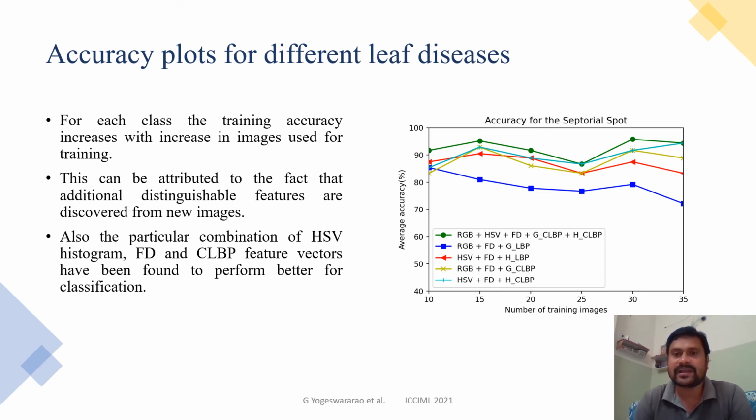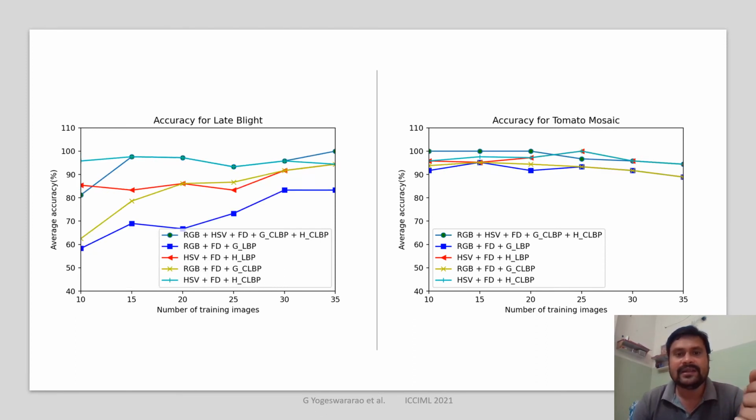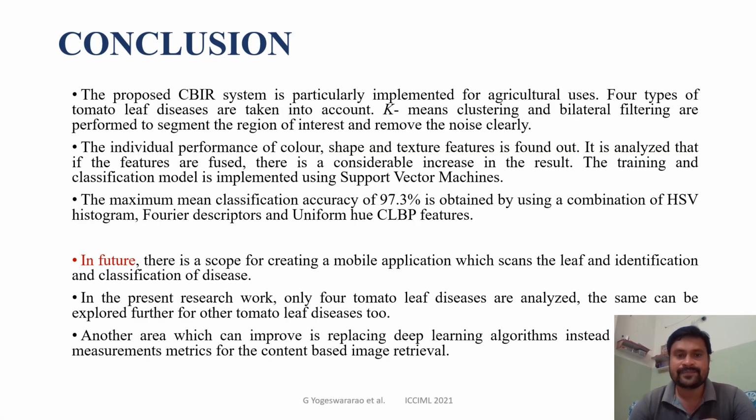Here we calculate for septoria spot, healthy leaf, bacterial spot, late blight, and tomato mosaic. These curves are a combination of different features as well as different leaves.